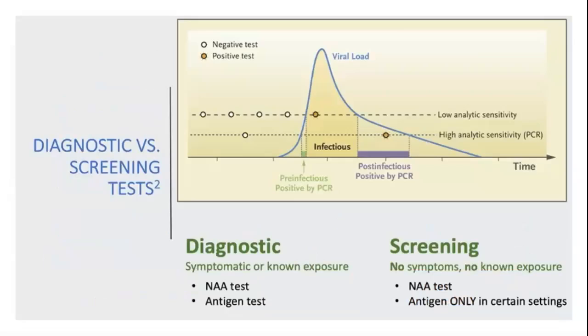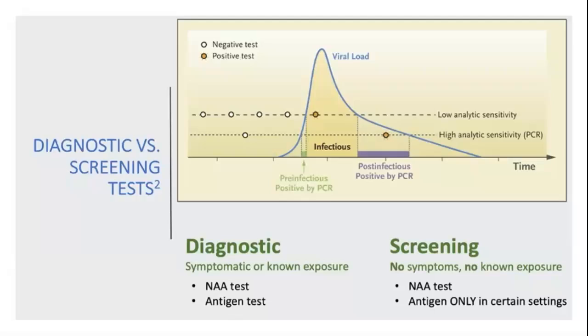I just want to go over diagnostic versus screening tests. So diagnostic testing is intended for individuals with symptoms or known exposure. And as was mentioned earlier, NAA tests or antigen tests can be used. So even with lower sensitivity tests, the virus can be detected because the viral load will be higher. But for screening, and this is testing intended for individuals who do not have symptoms and without any known exposure, for the most part, the more sensitive NAA tests should be used.